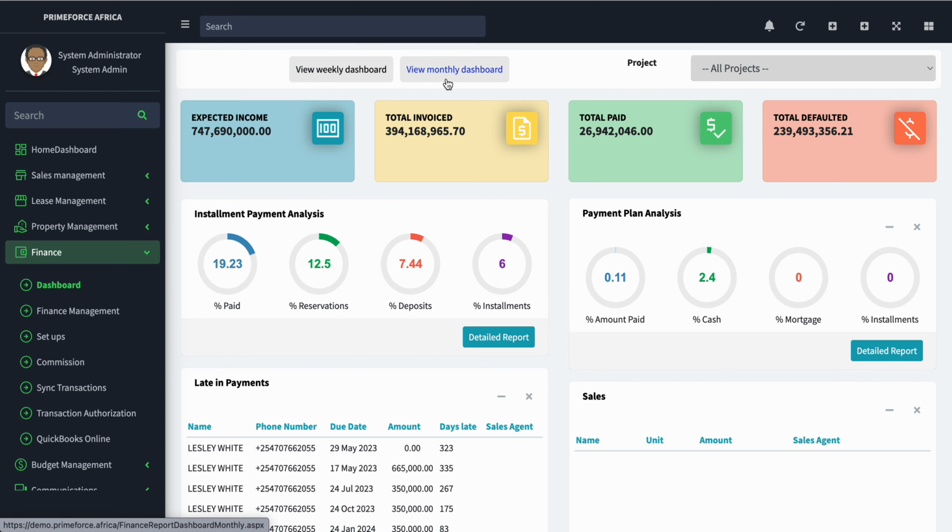Beyond this, the system also gives you other analytical views, such as monthly dashboards as well as weekly dashboards. And that is all about the finance management.